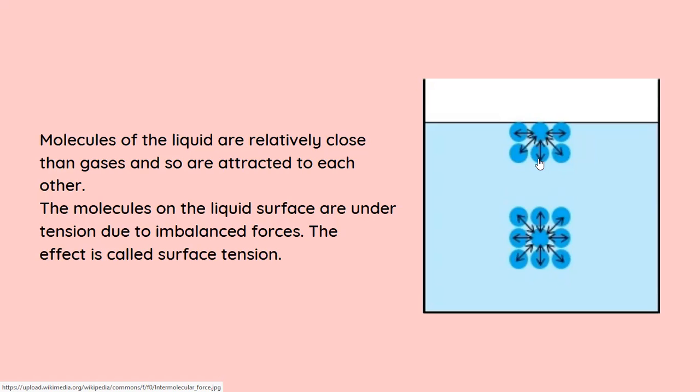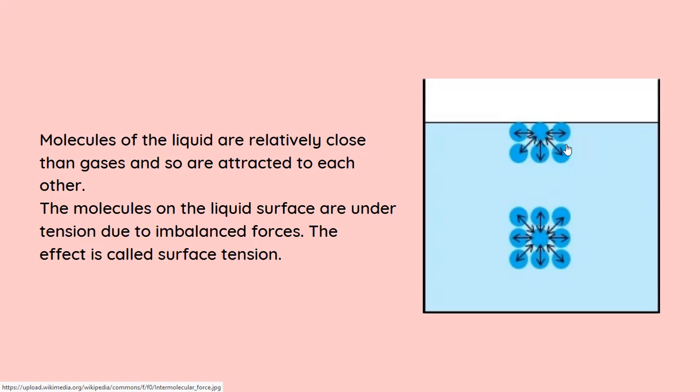So there is a more attractive force downwards, and this leads to an imbalance in the forces, and this effect is called surface tension. So the molecules on the surface of the liquid are under tension due to the imbalanced forces, and this effect is called surface tension. So it's quite obvious these molecules will pull it. Okay, there's a downward force compared to this one, which has a net equal force. But in this case, you have it pulling it downwards, and this imbalance of forces is called surface tension.